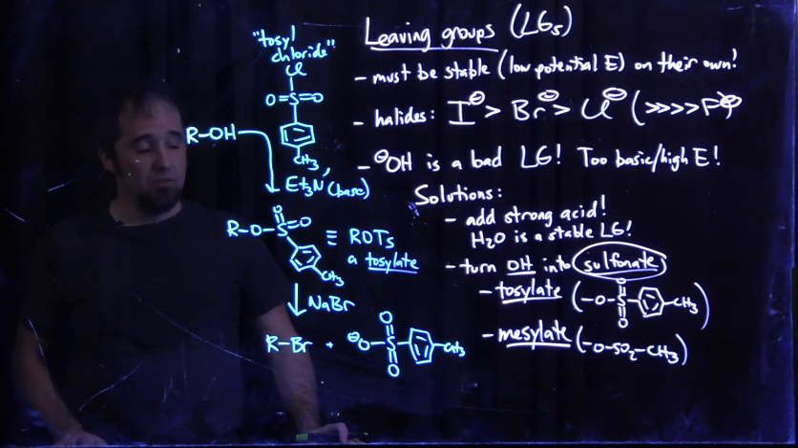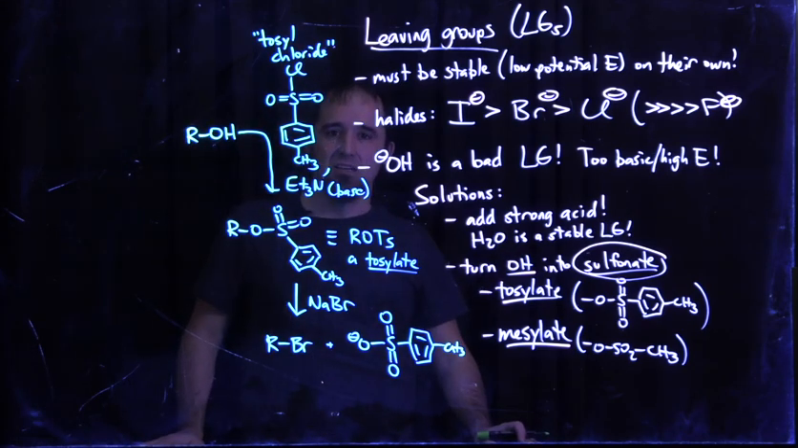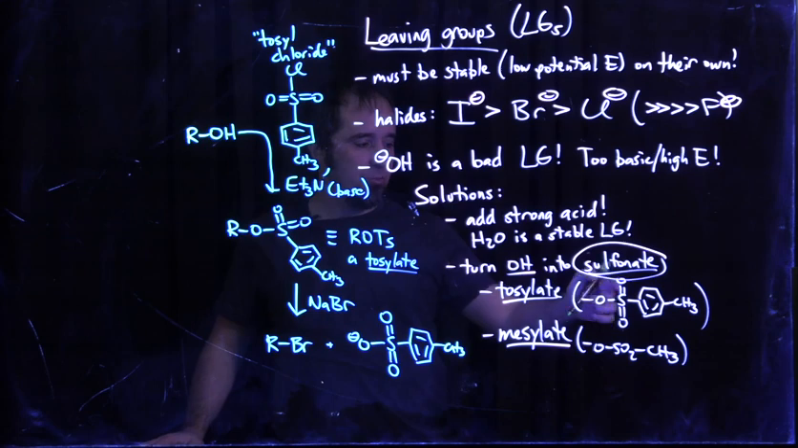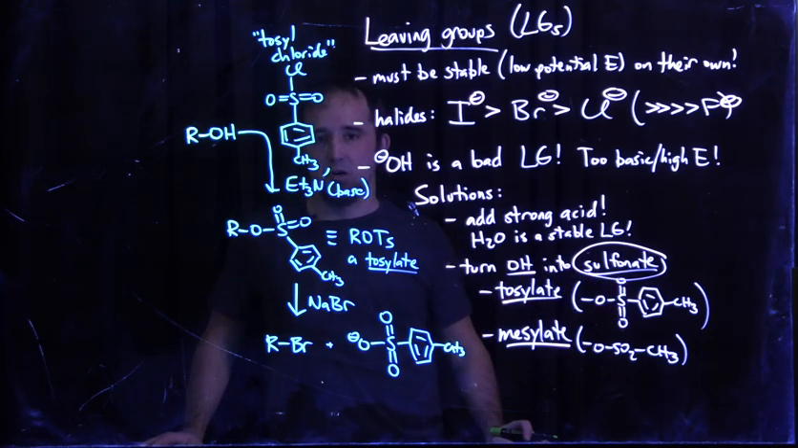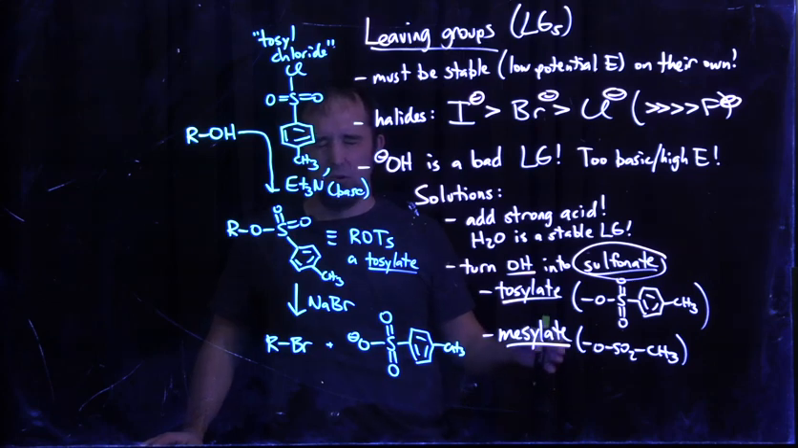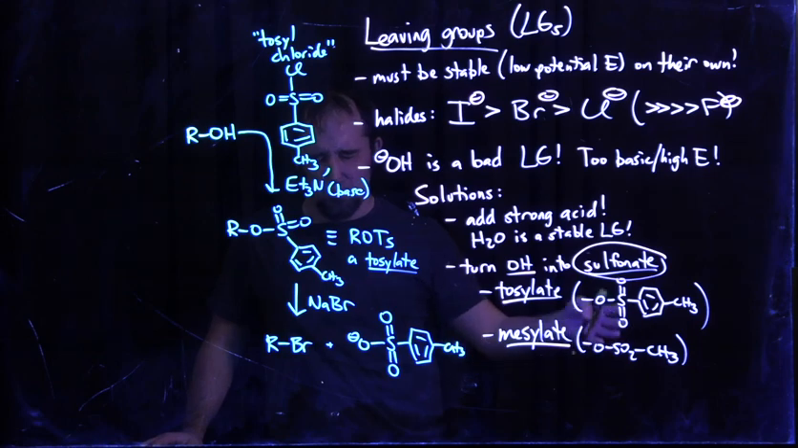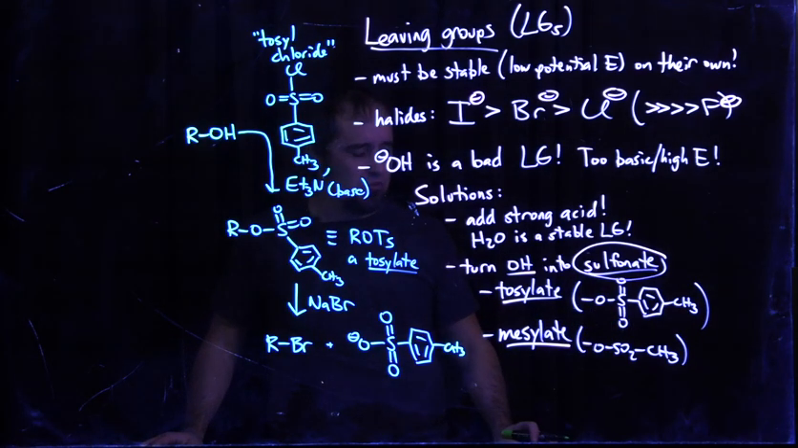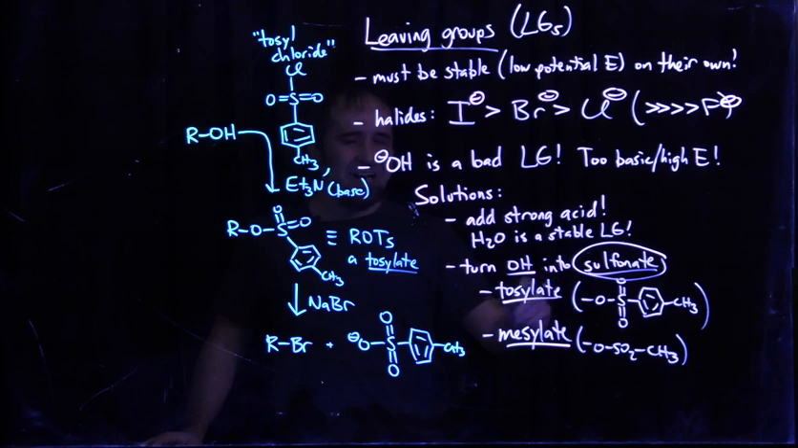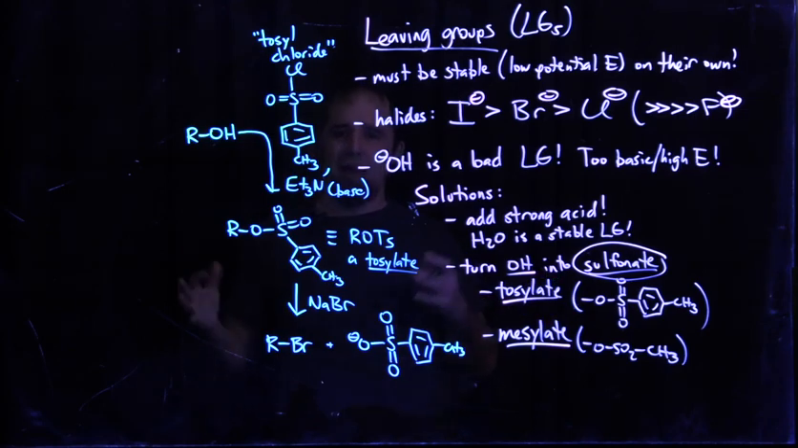Another way that we can do is to turn the OH into a sulfonate. Sulfonates have a sulfur with 3 bonds to oxygen, 2 double, 1 single, and then a bond to carbon. Remember, sulfur with 4 bonds to oxygen would be sulfate, SO4. This is SO3. So the most common sulfonates are tosylate for purely practical reasons.